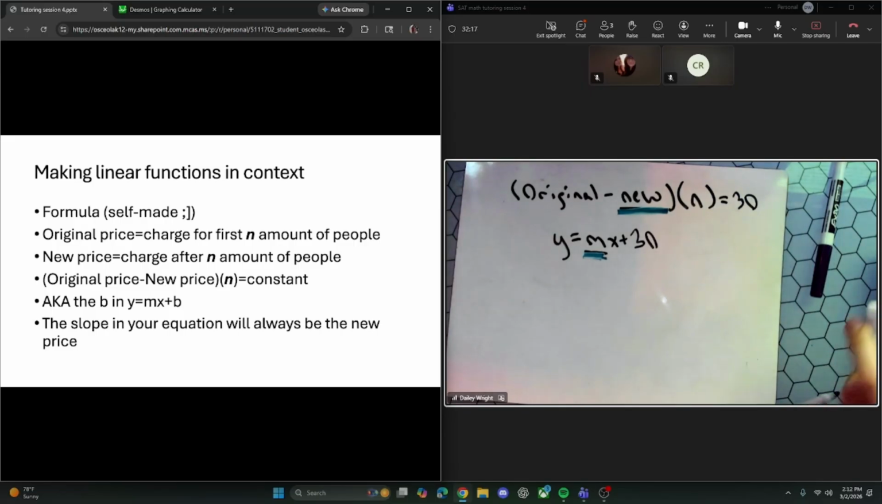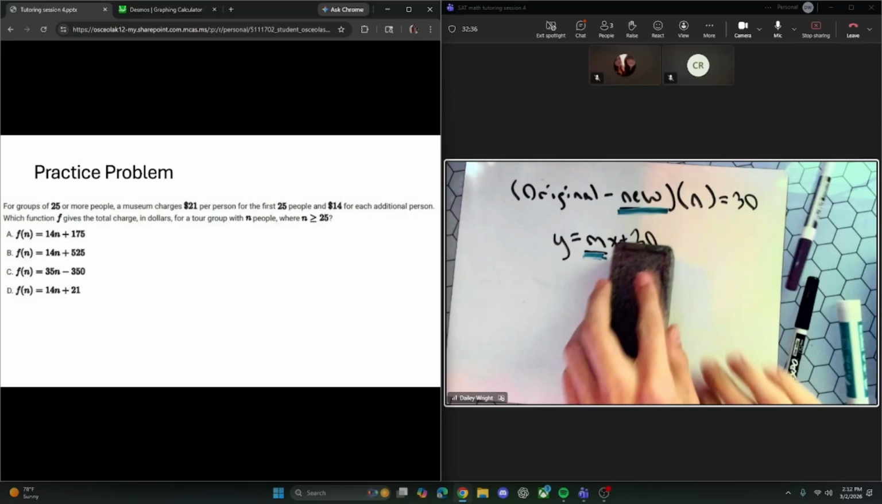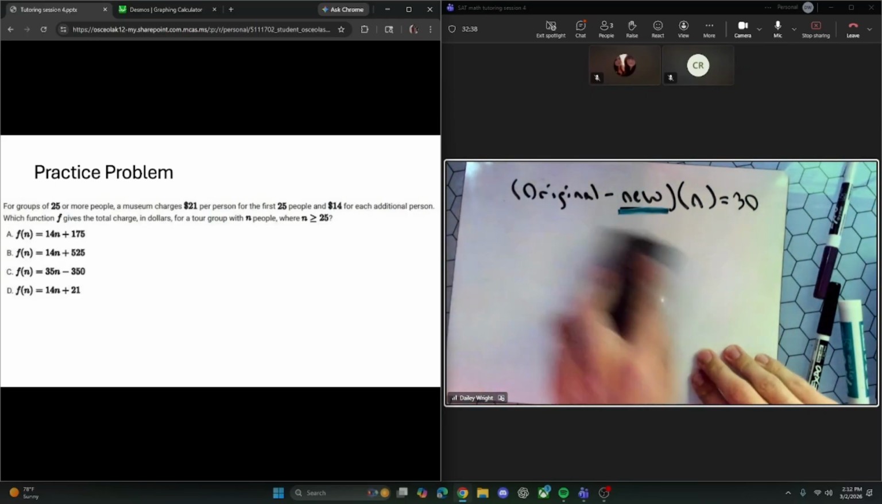So whatever you use right here is going to match up with this. Alright, let's look at a few questions. For groups of 25 or more people, a museum charges $21 per person for the first 25 people and $14 for each additional person. Which function f gives the total charge in dollars for a tour group with n people, where n is greater than or equal to 25?